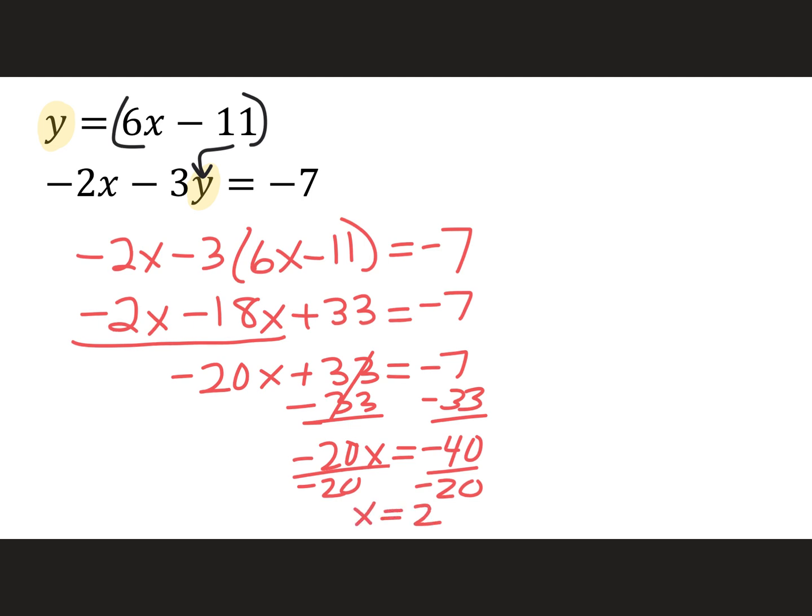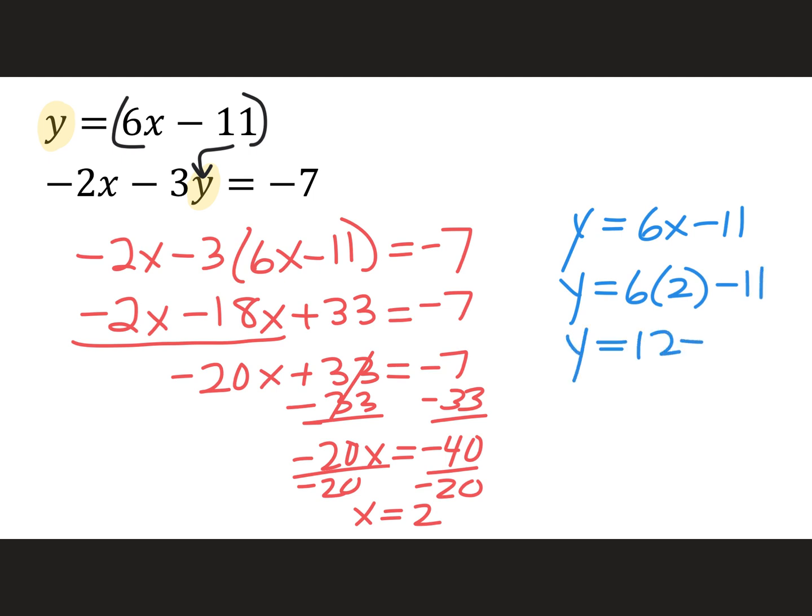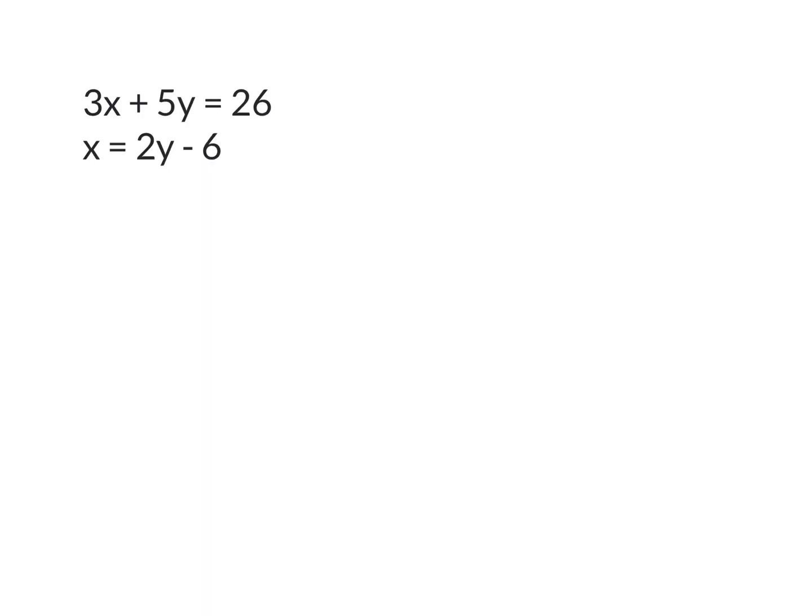All right, what are you going to do? I'm going to put it back in that first equation of y equals 6x minus 11. And so we have y equals, we said that x was a 2, so we'll put it in there, which means y equals 12 minus 11, and that means y equals 1. So my final solution is, what's my x value? 2, and my y value of 1. One last one. Do this one on your own, then come back and see how you did.